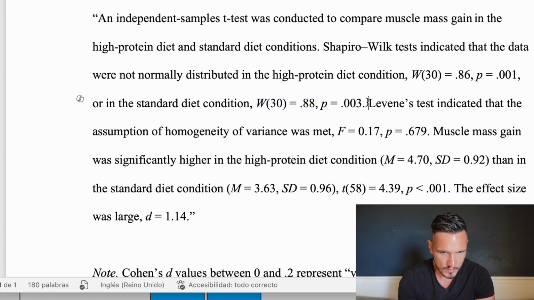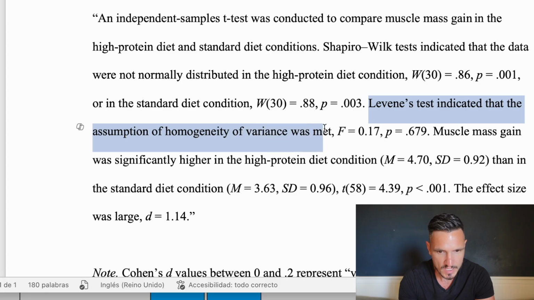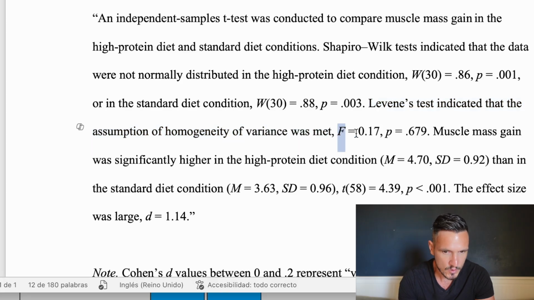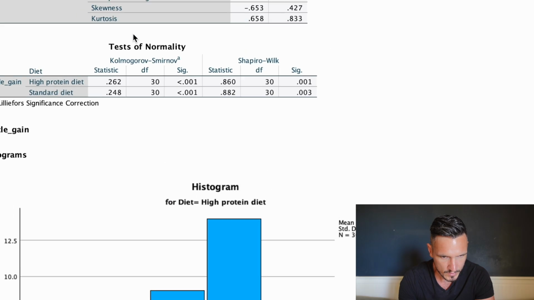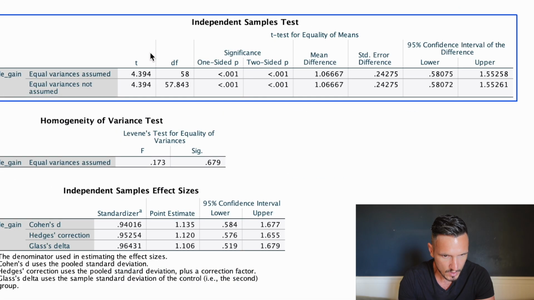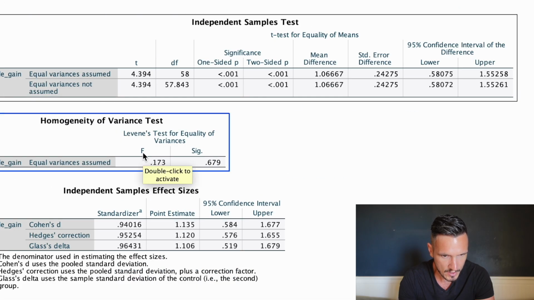Next, we've reported the results of Levene's test. So we've said that Levene's test indicated that the assumption of homogeneity of variance was met. And then we have an F value of 0.17 and a p value of 0.679. So if we scroll down in this output, we can see here that we have the F value of 0.17. So we're looking at this homogeneity of variance test table. And we have the sig value or p value of 0.679.